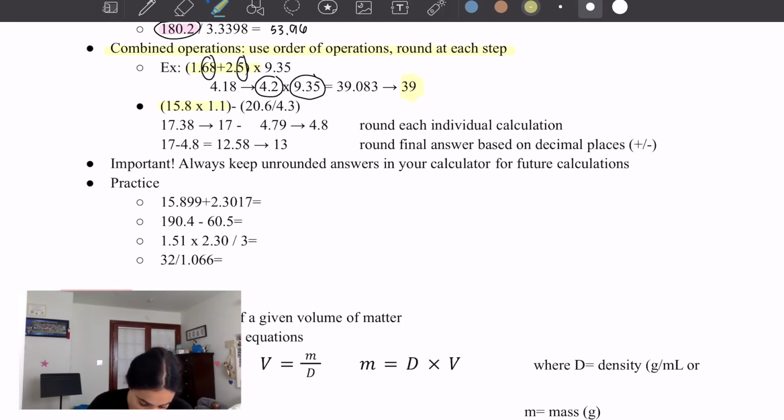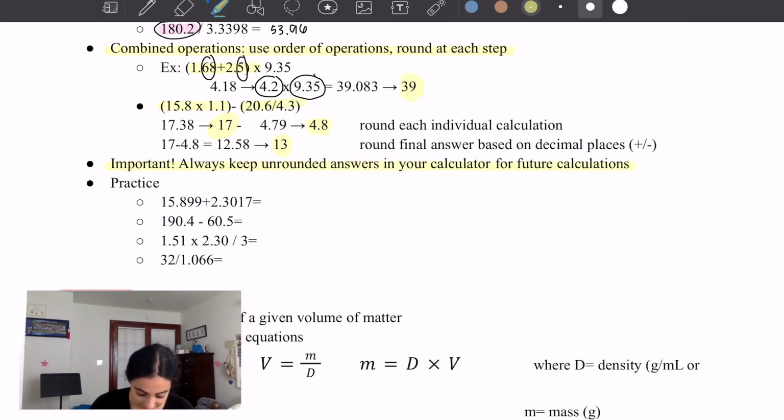Here's another example. You can look at this on your own, but basically I applied these significant figure rules to round to 17, and then did this problem separately, rounded to 4.8, and then 17 minus 4.8, rounded to the nearest decimal place, which is round to the number that has the least digits after the decimal place, which is 17 because it has 0. So I just rounded to 13.